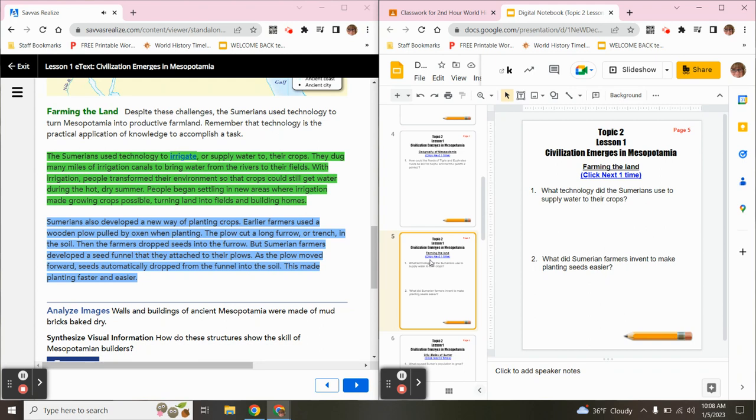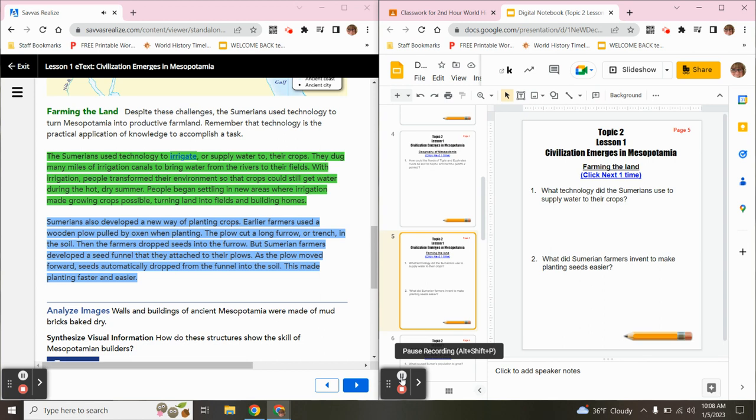With irrigation, people transformed their environment so that crops could still get water during the hot, dry summer. People began settling in new areas where irrigation made growing crops possible, turning land into fields and building homes.